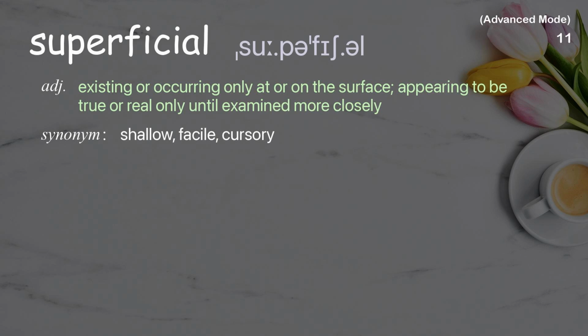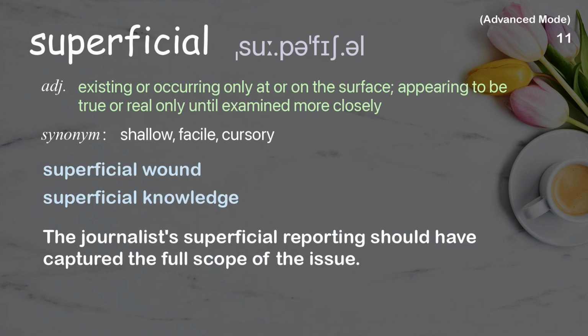Superficial. Existing or occurring only at or on the surface, appearing to be true or real only until examined more closely. Examples: Superficial wound. Superficial knowledge. The journalist's superficial reporting should have captured the full scope of the issue.